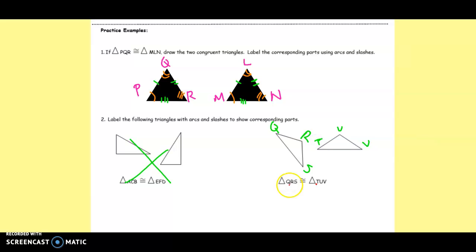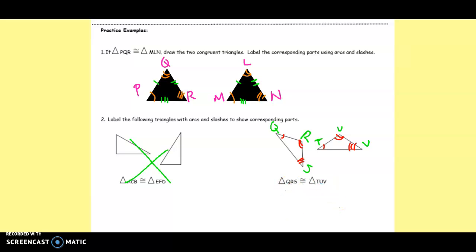Okay, so now again, Q matches up with T. R matches up with U. And S matches up with V. So those would be my arcs for my corresponding angles.